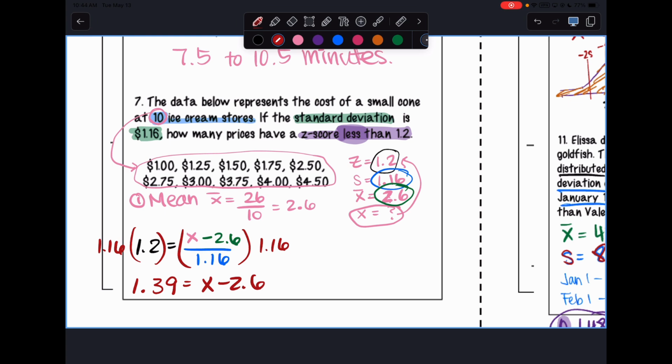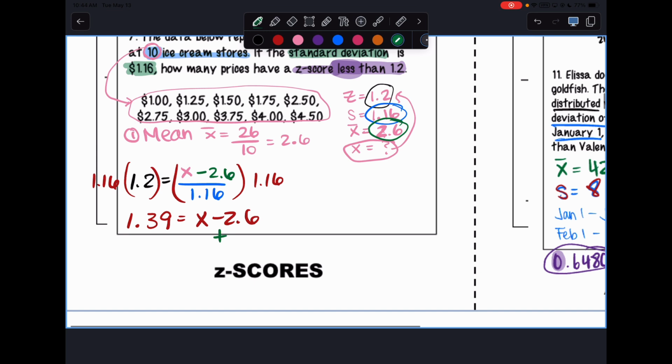Okay, now what do I do? Add the mean to both sides. 2.6. We gotta line up the decimals, right? Oh yeah, this has a 2 at the end, doesn't it? So that 2, can I drop it? We're talking about money, so can I drop it? If I were to round it and that 2 was a full 5, then we will round it up to a 4. Okay? But it's at $3.99.